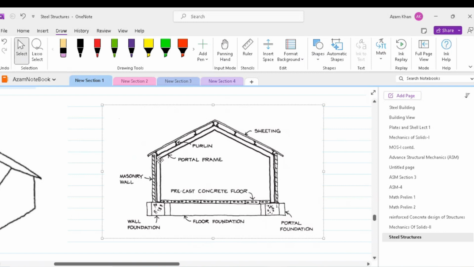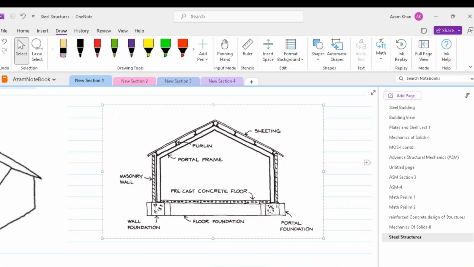The main structure is a portal frame made up of steel. The floor is of precast concrete and the foundations are in situ concrete. This type of building is used widely throughout the world for factories and warehouses. To begin with, we have to understand what the loads are.